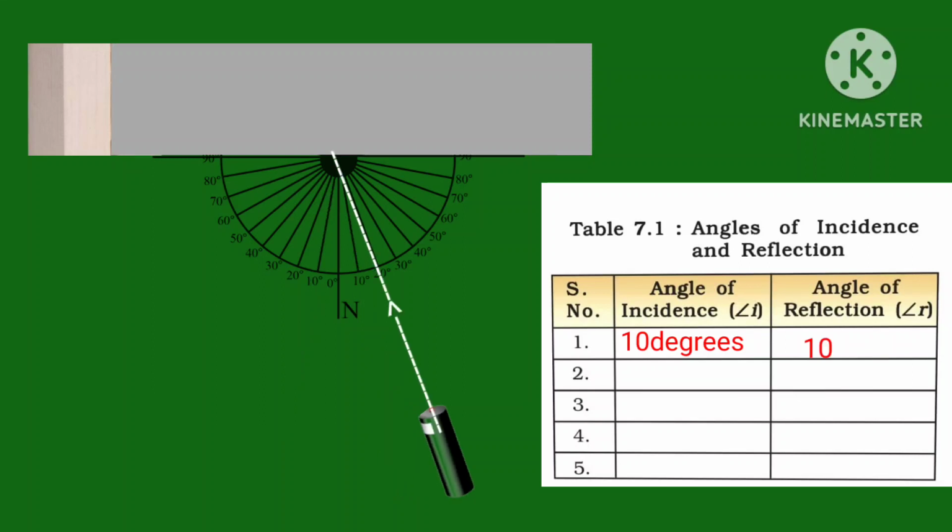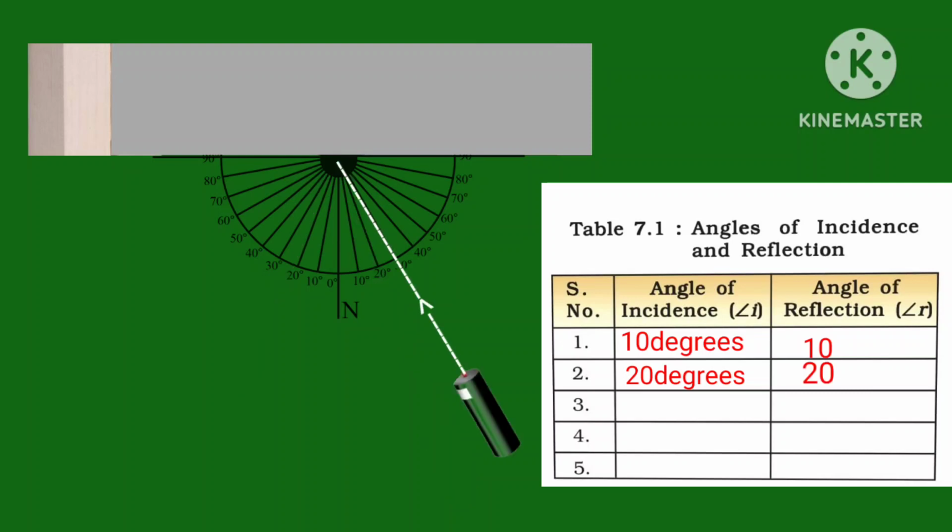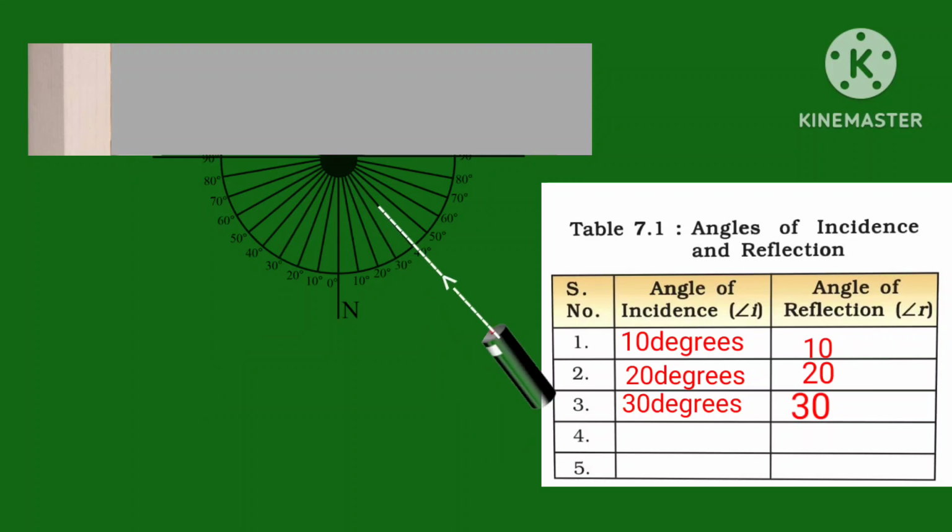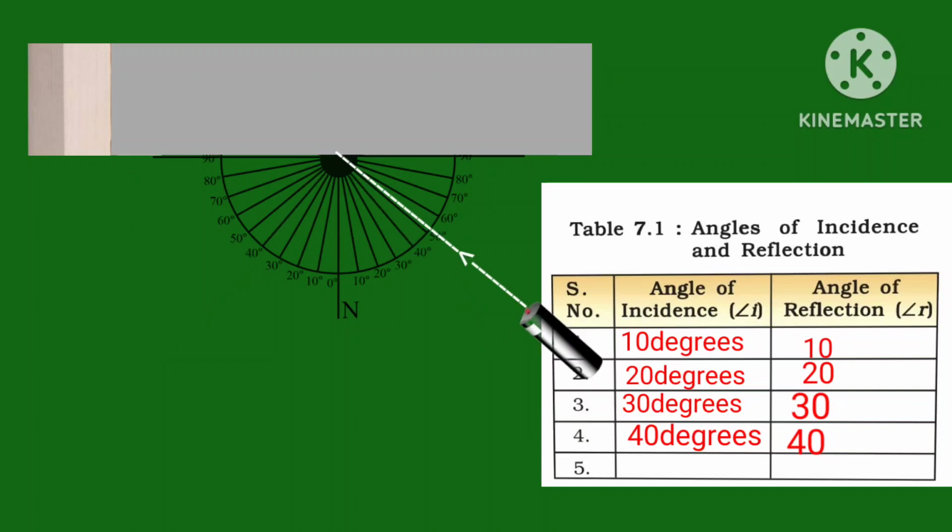If the angle of incidence is 20 degrees, angle of reflection is also 20 degrees. If the angle of incidence is 30 degrees, angle of reflection is also 30 degrees. If the angle of incidence is 40 degrees, angle of reflection is also 40 degrees. If the angle of incidence is 50 degrees, angle of reflection is also 50 degrees.